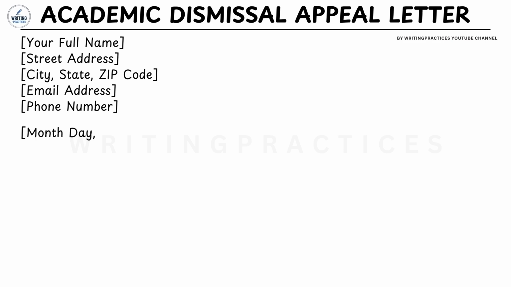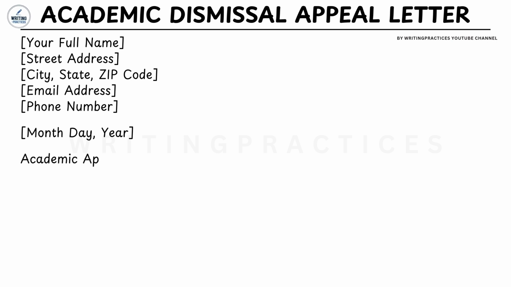Date, for example, May 22, 2026. After your contact information, include the date the appeal is written. This is important because appeal deadlines are usually strict in academic dismissal cases. Submit your appeal as early as possible before the official deadline.